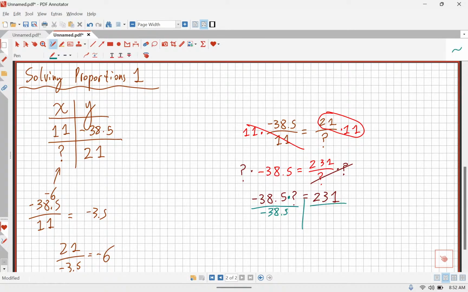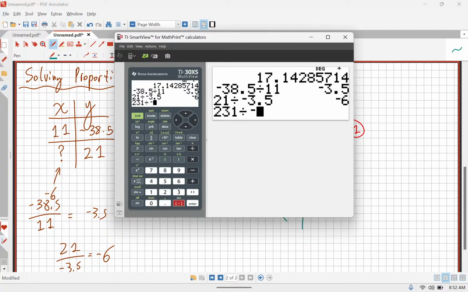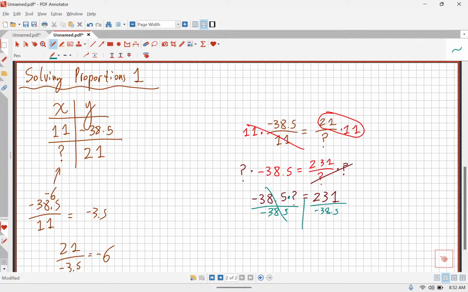38.5 divided by negative 38.5. And you're going to get the same answer. 231 divided by negative 38.5. And I get negative 6 the same way. Now again, some of us were able to do that without needing to do all that. And that's great. That's good. I'm glad that you're doing that.